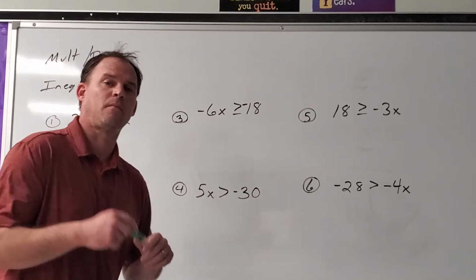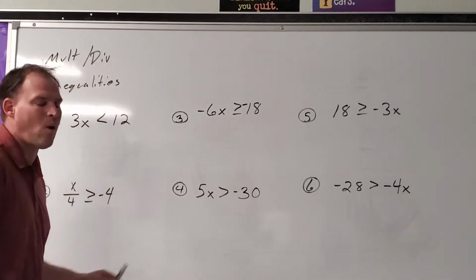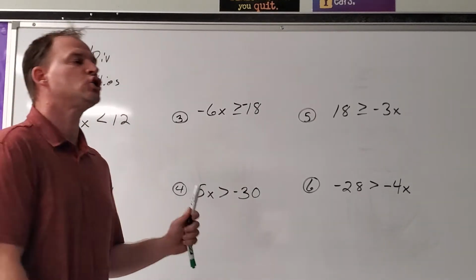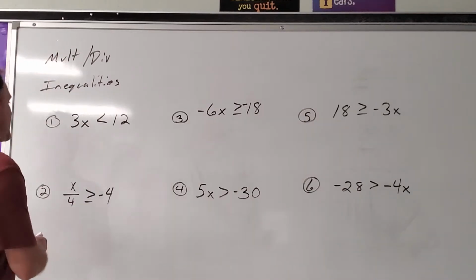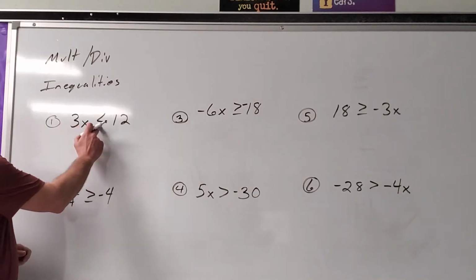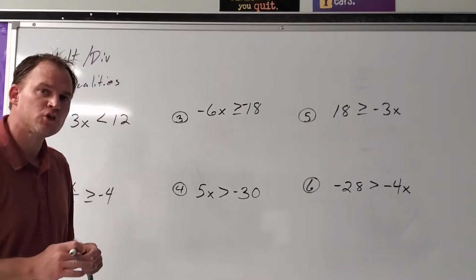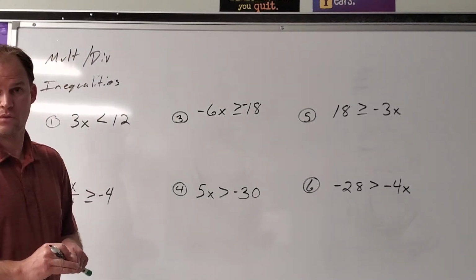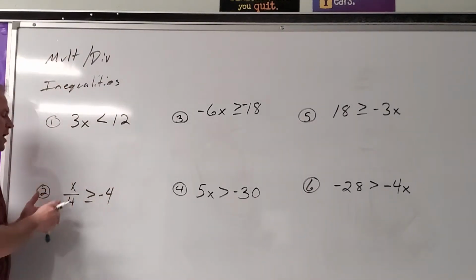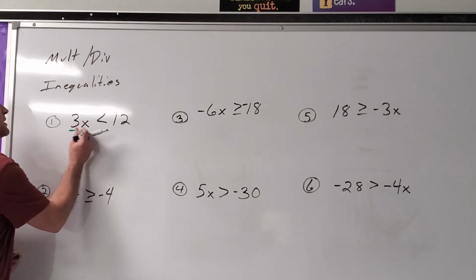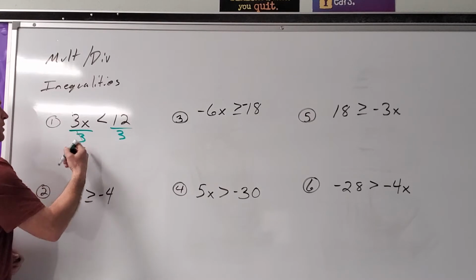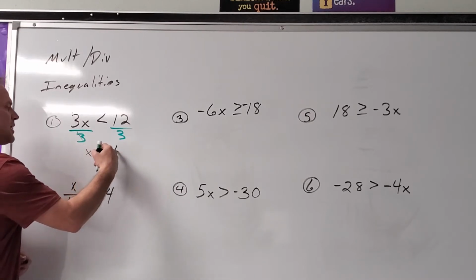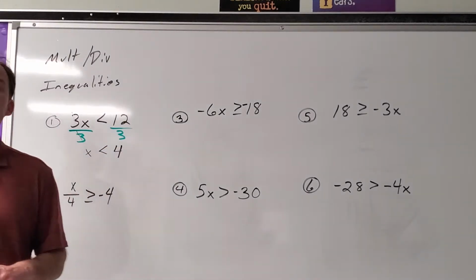We are going to talk about multiplying and dividing inequalities. So, just multiply and divide. Piece of cake. Here we go. This is 3x less than 12. What is my first step? Opposite of multiplying is dividing. We solve with inverse operations. 3 divided by 3 is just plain x. X is less than 4.